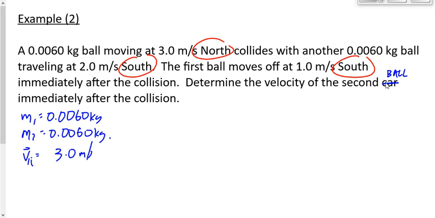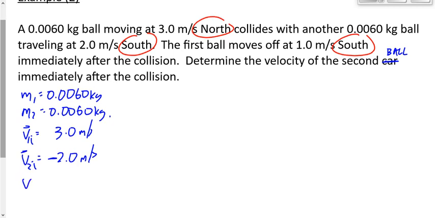We have another velocity here that is negative 2, because it's to the south, right? Is that v1 or v2? This is object 2. It says another 0.006 kilogram ball traveling to the south. This is the second object. Is that v2I or v2F? This is I. Yeah, this is v2I. Good. Now, we have another velocity here yet. This is negative 1.0 meters per second.